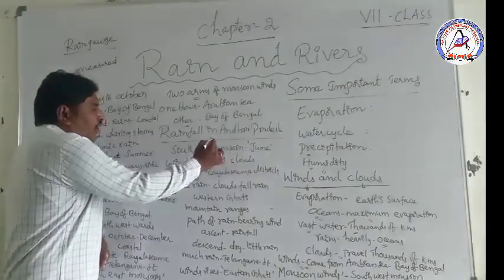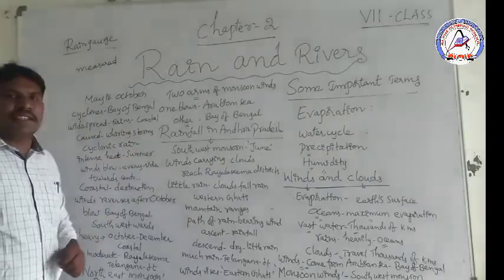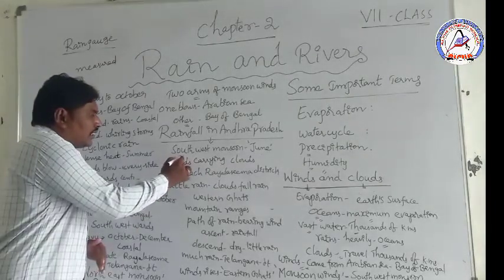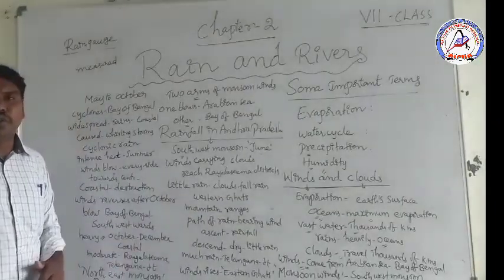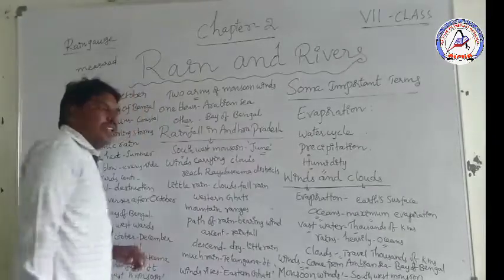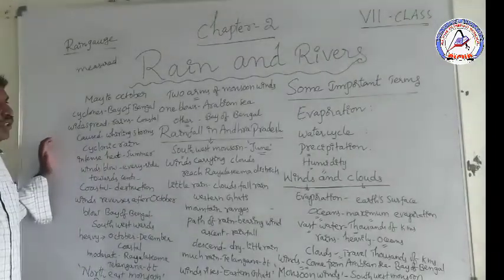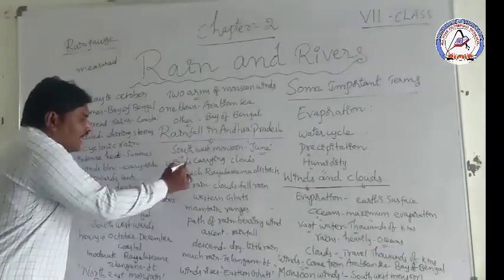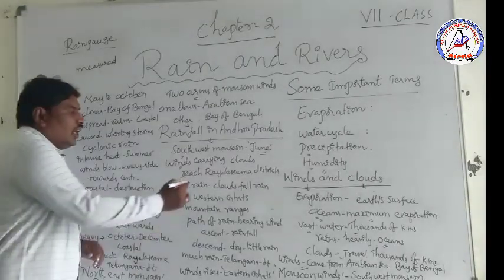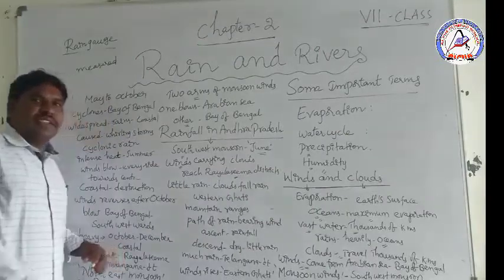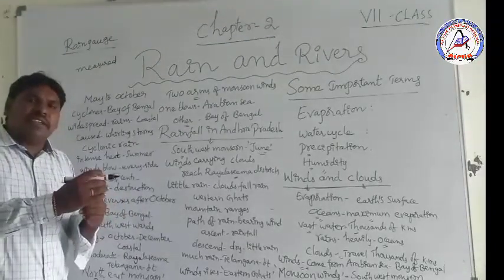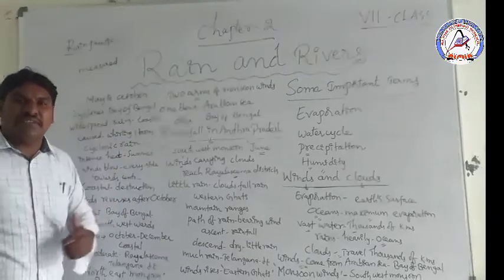Next, rainfall in Andhra Pradesh. We can discuss this part, rainfall in Andhra Pradesh. First of all, we are discussing southwest monsoon. The southwest monsoon is beginning in June month. So the winds carry clouds. First, the winds carrying clouds reach the Rayalaseema districts, Chittoor and Kurnool first.